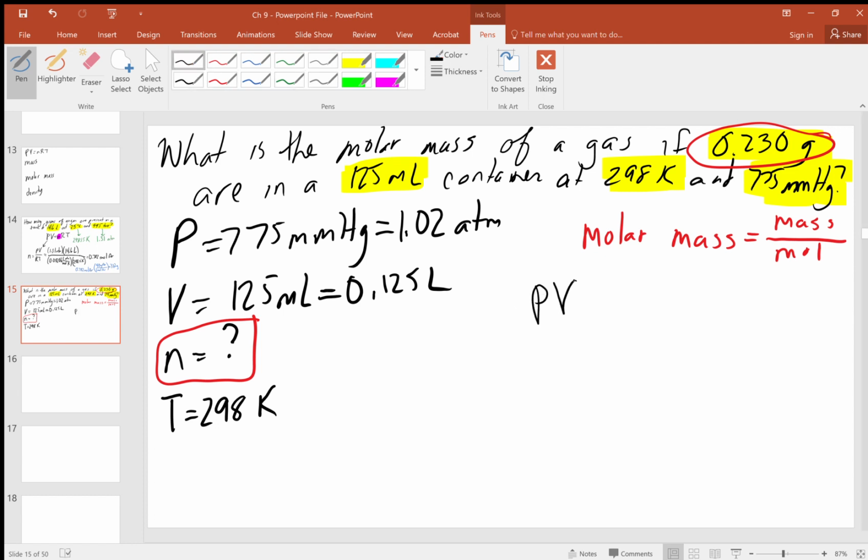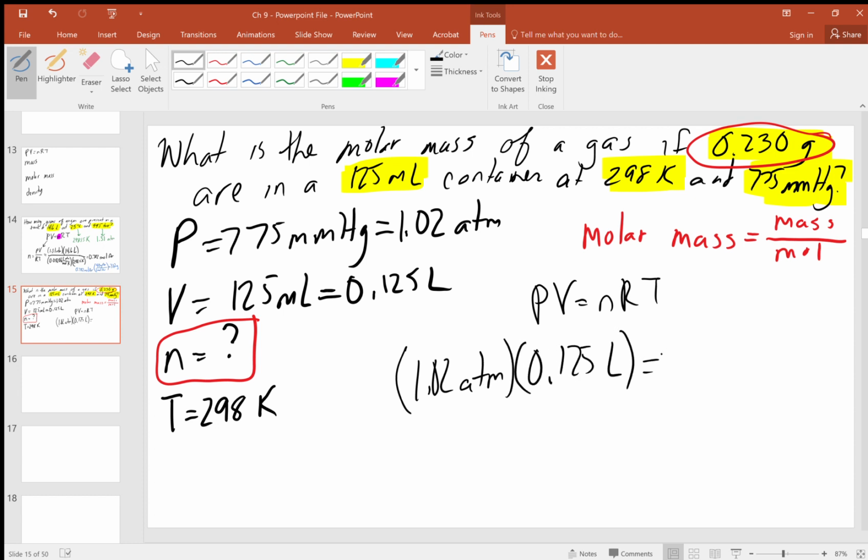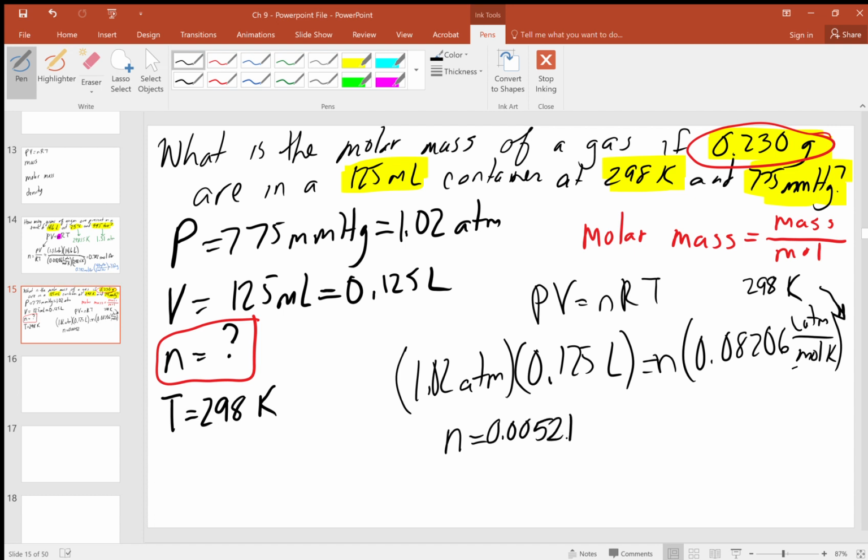So again, ideal gas law, PV equals nRT. Pressure, we just plug our values in. And we ran out of room here a little bit, so this is where our temperature goes, 298 Kelvin. If we solve for n, we find that we have 0.00521 moles.